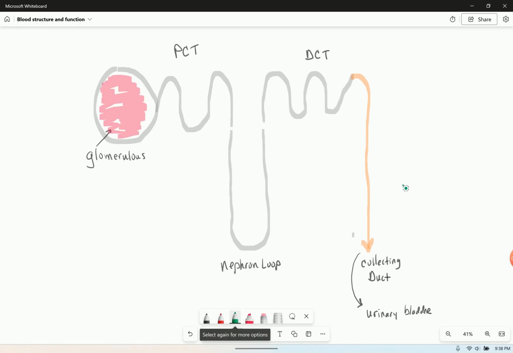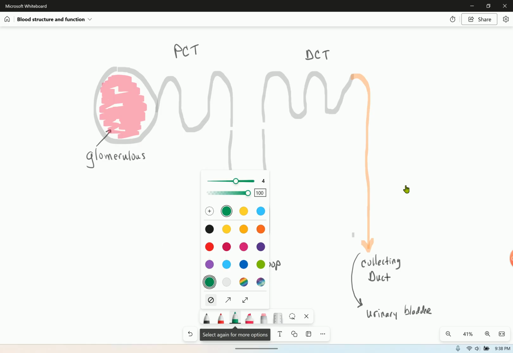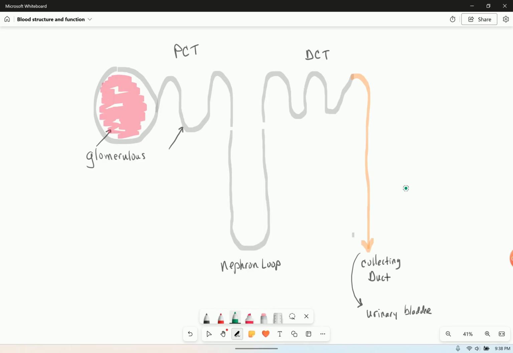All right, so I'm going to draw arrows that are going to go into the tubes here, so the proximal convoluted tubule, and the arrows represent the direction of what the body is going to get rid of. Okay, so this would be secretion, so tubular secretion, or what you are going to get rid of.